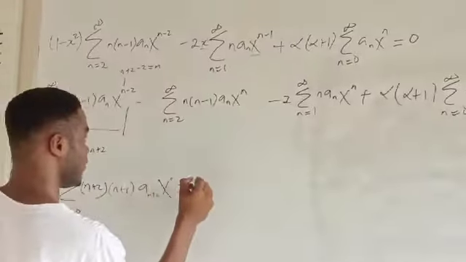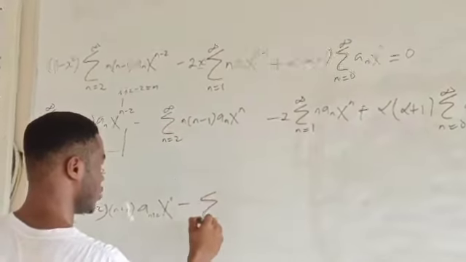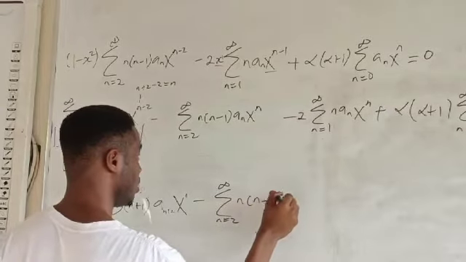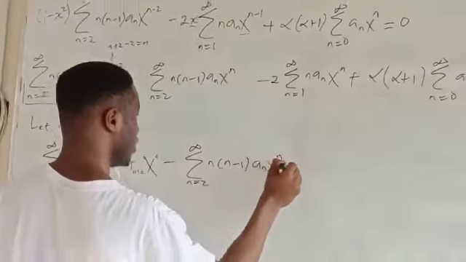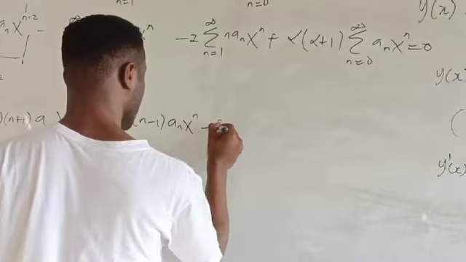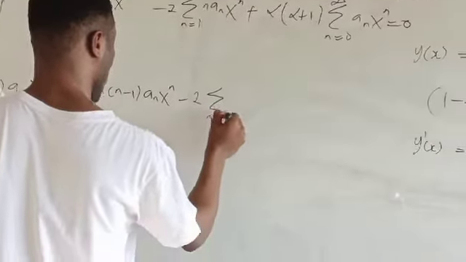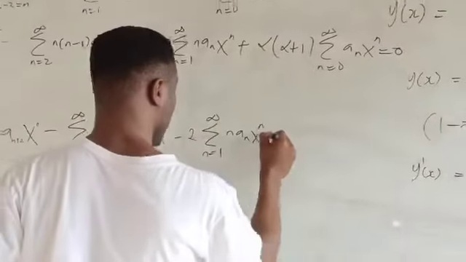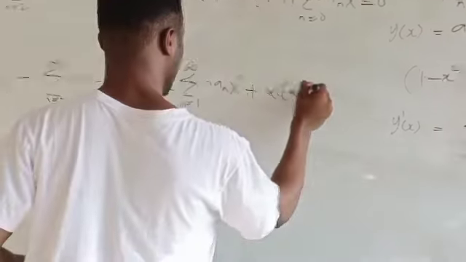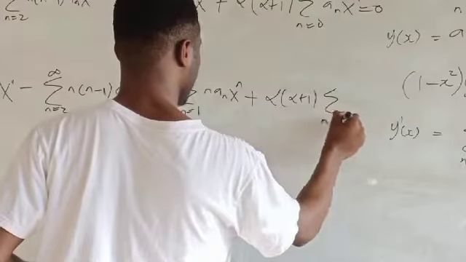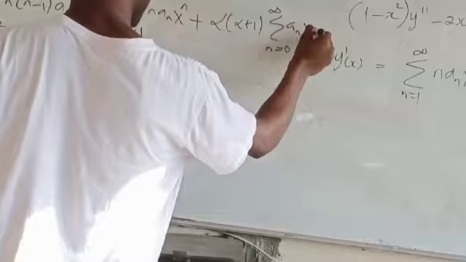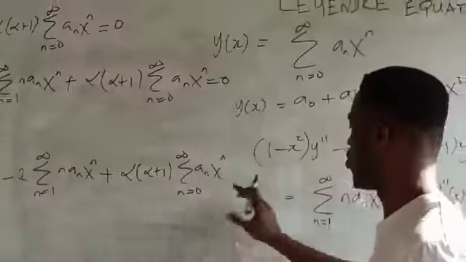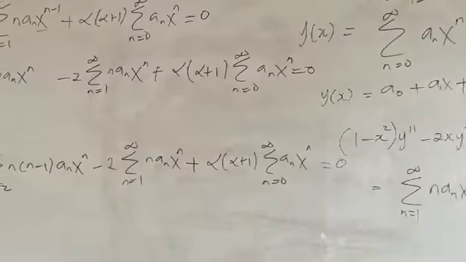And of course, I'll write down everything. I'll bring it down. So the summation from n equals 0 to infinity of (n plus 2) bracket (n plus 1), a subscript n plus 2, x raised to the power of n, minus 2 times the summation from n equals 1 to infinity of n, a subscript n, x raised to the power of n, plus alpha bracket alpha plus 1, summation from n equals 0 to infinity of a subscript n, x raised to the power of n, all equal to 0.